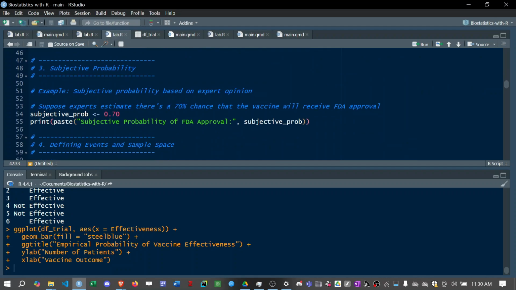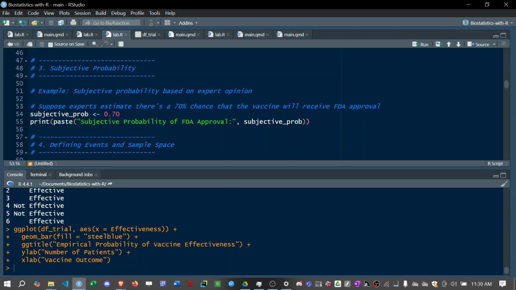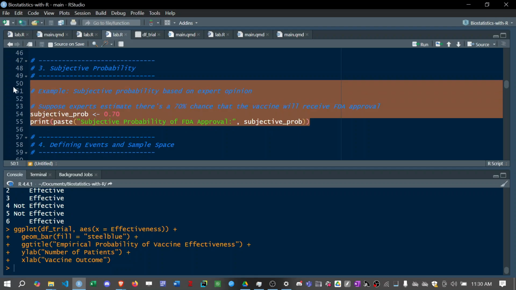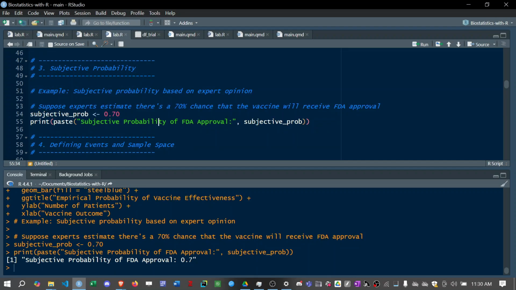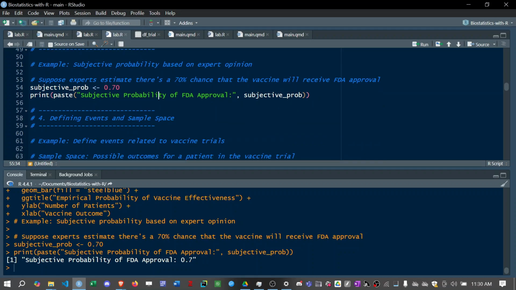And I told you that subjective probability is based on a decision or opinion of experts, and this is just an example. Some experts estimate a 70% chance that the vaccine will receive FDA approval. So when you run this, you will just have 0.7. This is just subjective, based on the decision of experts. It's not something we will make use of a lot in statistics. Most of the time, we're going to make use of empirical probability.